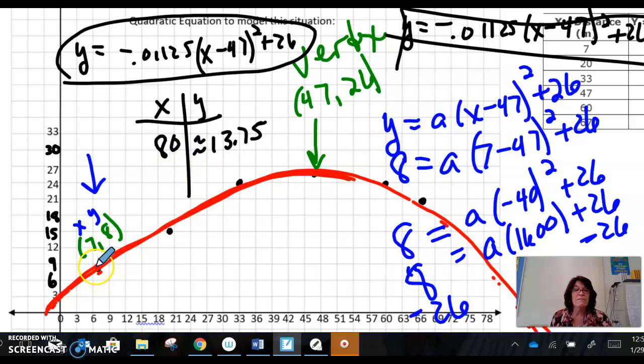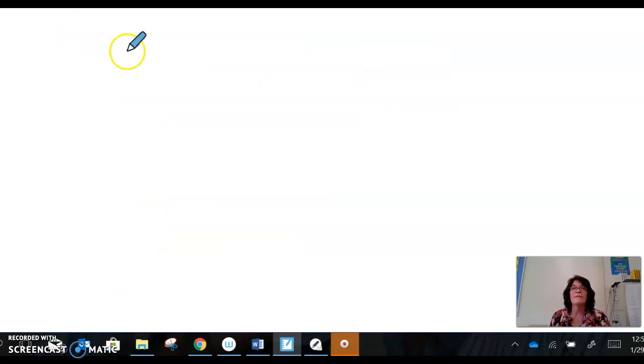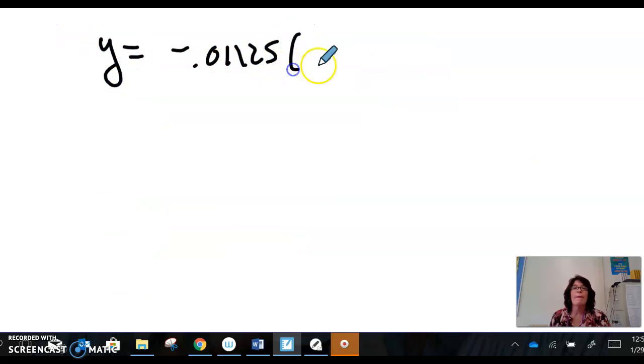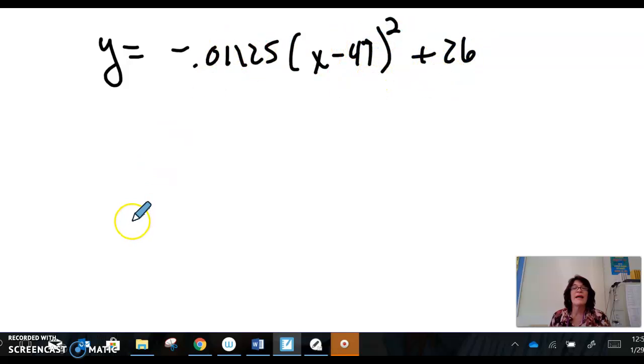Okay, I want to show you, here's my equation. Let's write it again, because we had the vertex at 47, 26, and then we found a. That's my equation. I want to show you how to use the calculator to get that equation and show you how close we were just by a rough sketch. You ready? Okay, let me pull up the calculator.